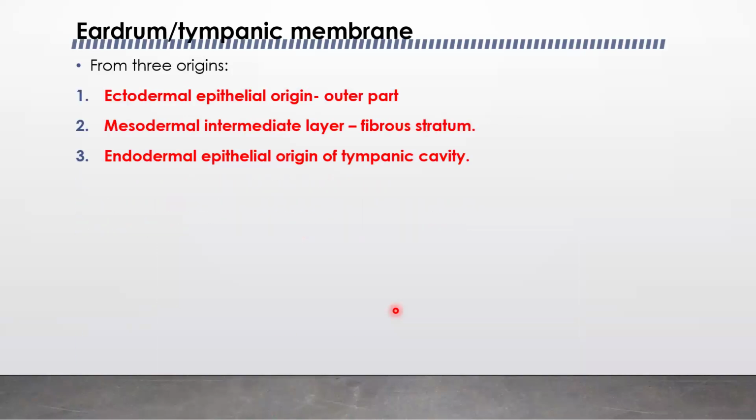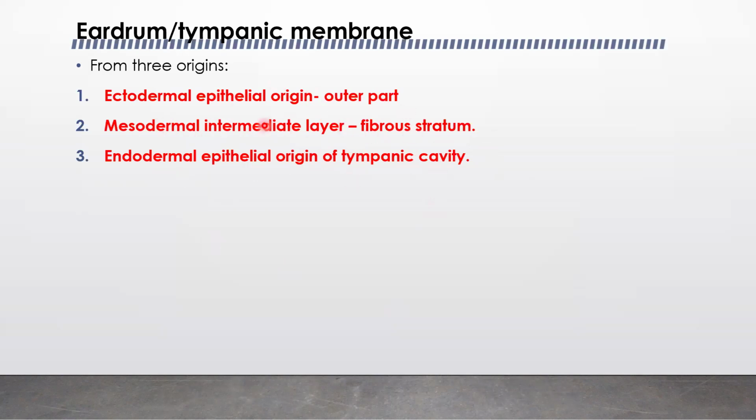So the eardrum, or the tympanic membrane, is formed by portions of the cleft and portions of the pouch. That means it will come from the three germ layers. The ectodermal epithelial origin from the outer part, and the inner part, that is the endodermal epithelial origin of the tympanic cavity, and then the middle part, which is actually a very thin part, the mesodermal intermediate layer, gives us the fibrous stratum. So the eardrum comes from ectoderm, mesoderm, and endoderm.